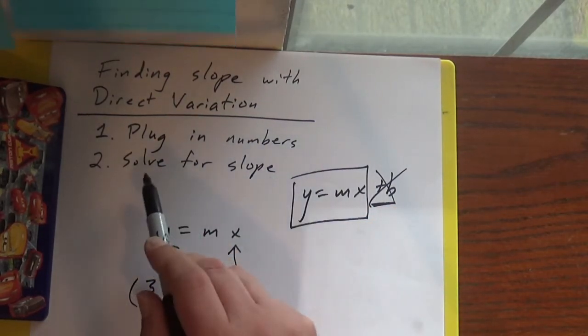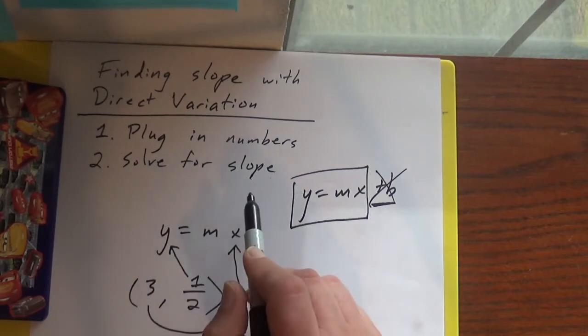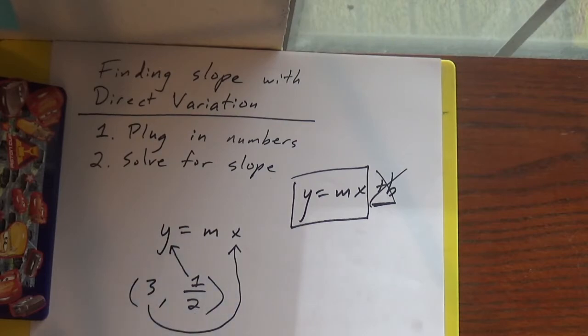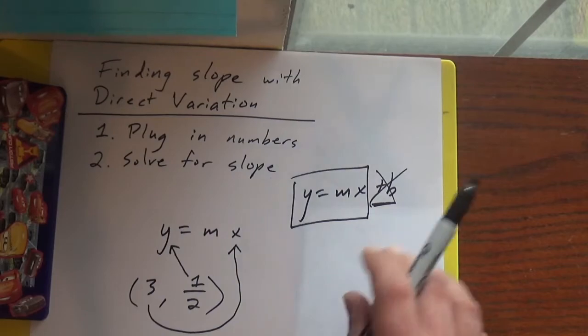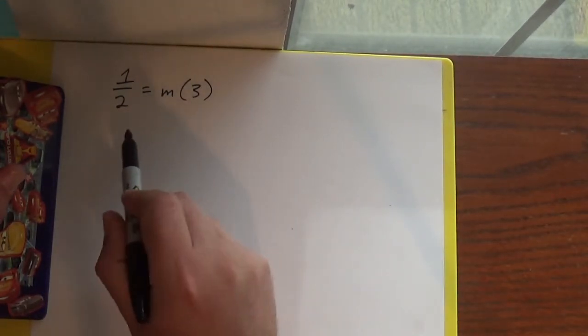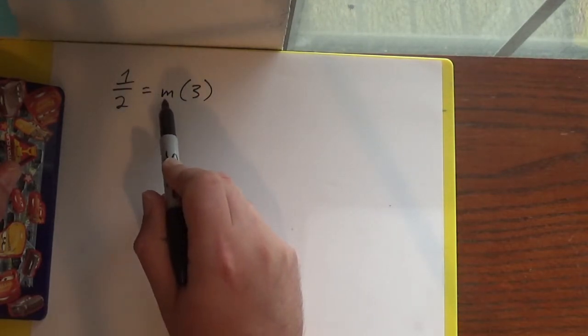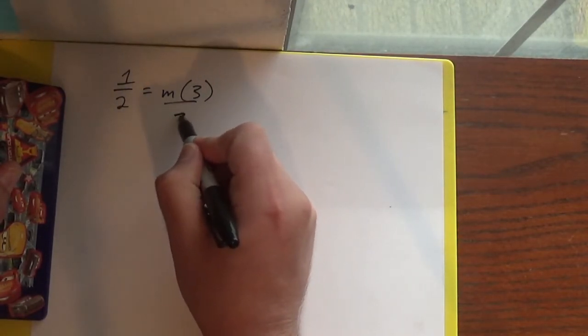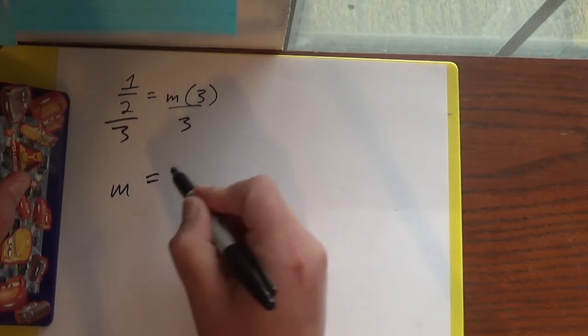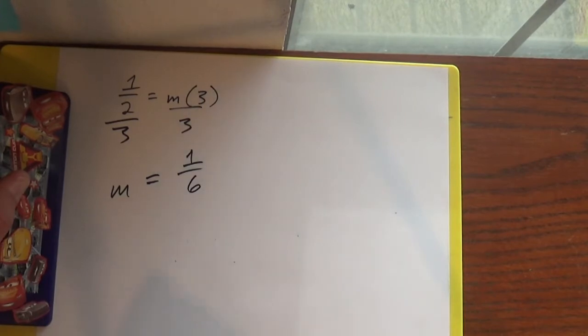So what we're going to do, the first step, we're going to plug in the numbers, then we're going to solve for the slope. So if they give us the coordinate 3 and 1/2, my 3 goes here where the x is, my 1/2 goes where the y is. So I've already put those in where they belong. And now to solve this, I've got m times 3. So I need to divide by 3 here and here. So m is going to be 1/6.